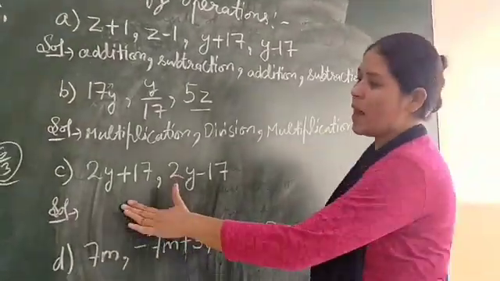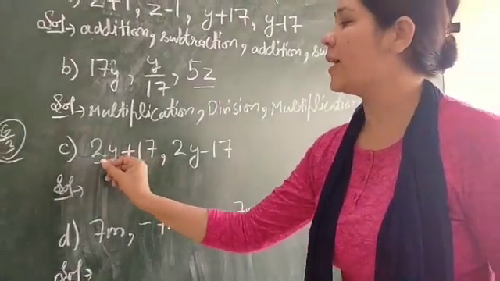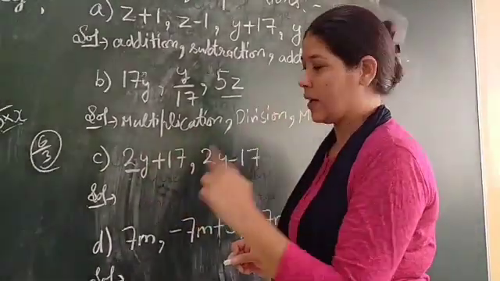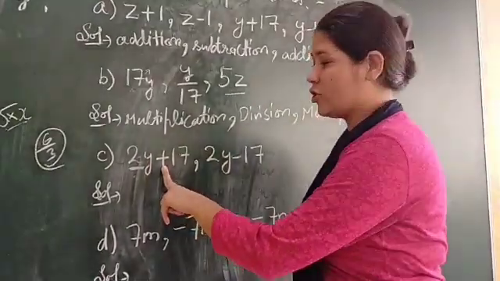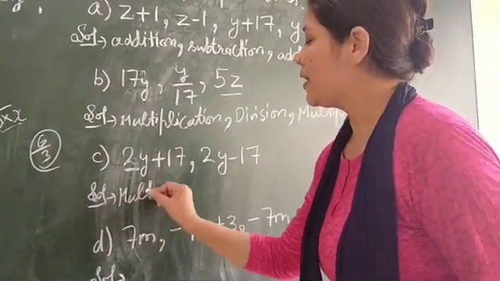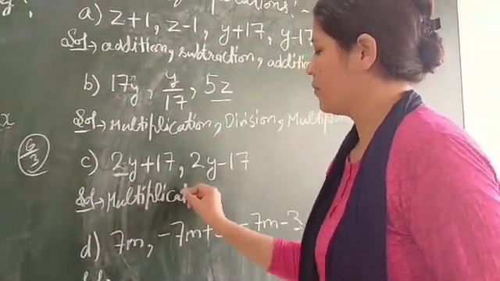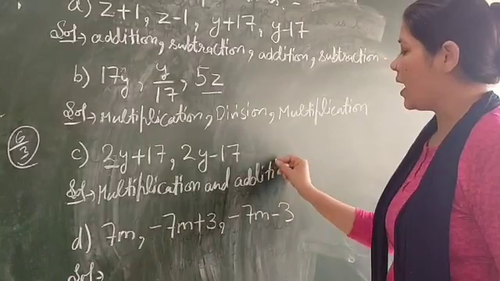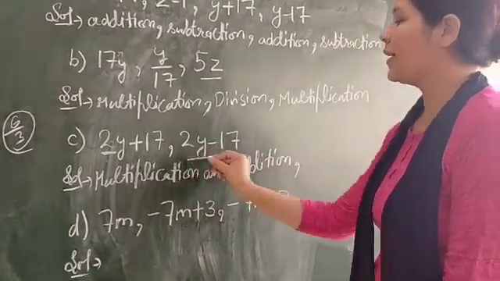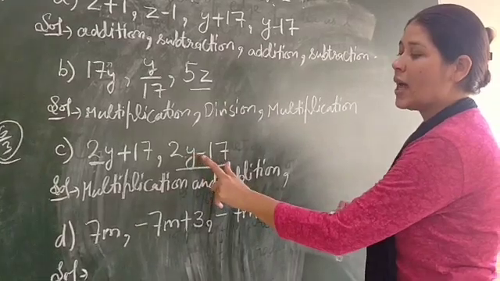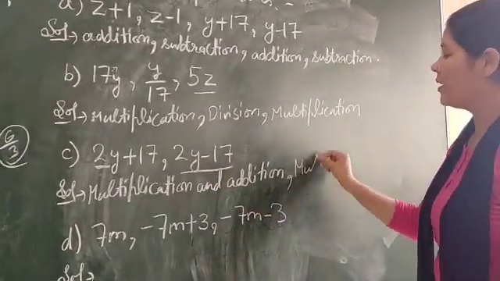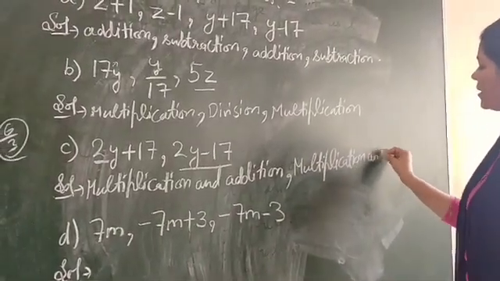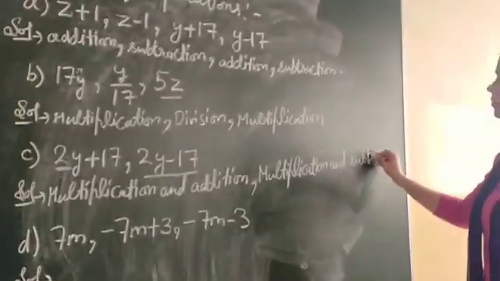Now in this C part 2y, first of all check here. Here is multiply, and in this expression two operations are there. There is multiply and there is addition. So you will write here multiplication and addition because two operations are in one expression. Now check with this expression. Again multiplication and subtraction. So you will write here multiplication and subtraction.